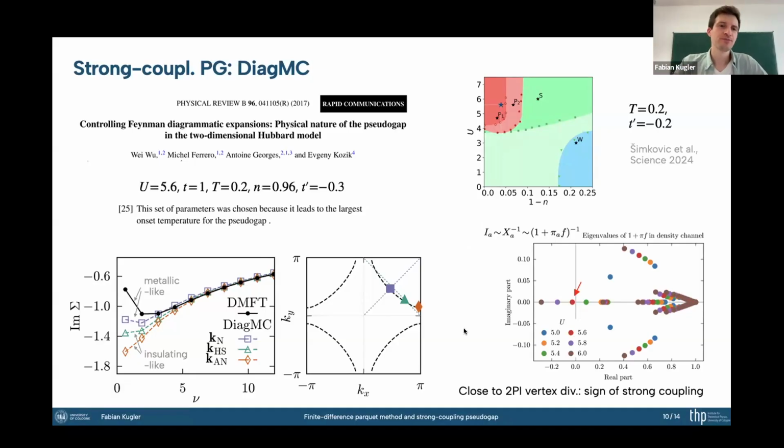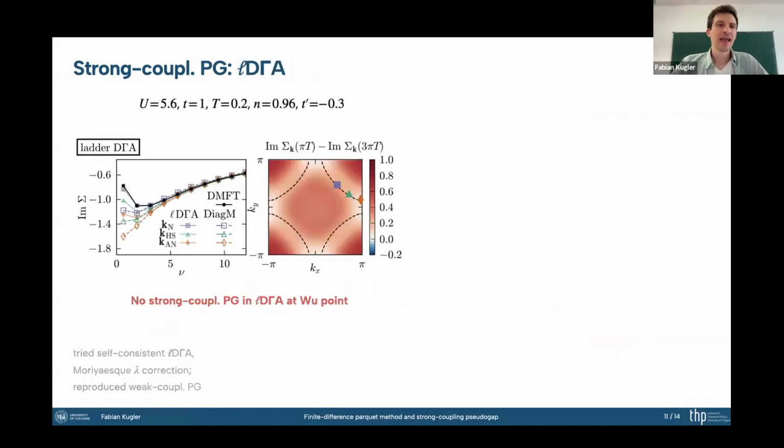All right, so this is the parameter choice. These are the diag-MC results. Let's try and compute ladder DΓA for this problem, right? And what we see is maybe a bit of a disappointment. The agreement with diag-MC is very poor, and we do not get a pseudogap behavior. The slope is always upward, so it's positive in this plot throughout the Brillouin zone. We do not get a strong coupling pseudogap in ladder DΓA at the Wu point.